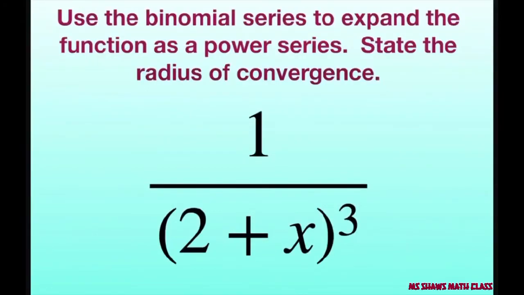Hi everyone, we're going to use the binomial series to expand the function as a power series and also state the radius of convergence. We have 1 divided by 2 plus x cubed. So we want to write it in this format here. You can see that. So that's 1 plus x to the power of k.